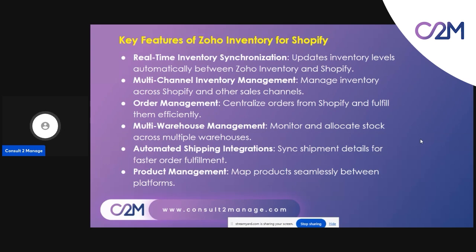So when we talk about real-time inventory synchronization, we have updates inventory levels automatically between Zoho Inventory and Shopify. Multi-channel inventory management means manage inventory across Shopify and other sales channels. Order management is centralize orders from Shopify and fulfill them efficiently. Multi-warehouse management means monitor and allocate stock across multiple warehouses. Automate shipping integration, sync shipping details for faster order fulfillment. Product management, map products seamlessly between platforms.